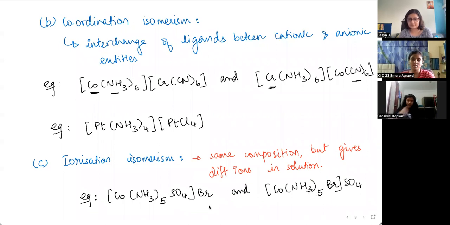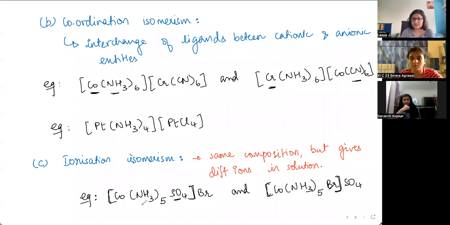So the ligand and ion are exchanged. Cobalt, if you mix this in water, you're going to get this complex as an ion, and this produces bromide ions. But in the other case, the complex is there as an ion, and then this produces sulfate ions. Okay, so that's the difference between both of these. Yeah, so that's ionization isomerism.